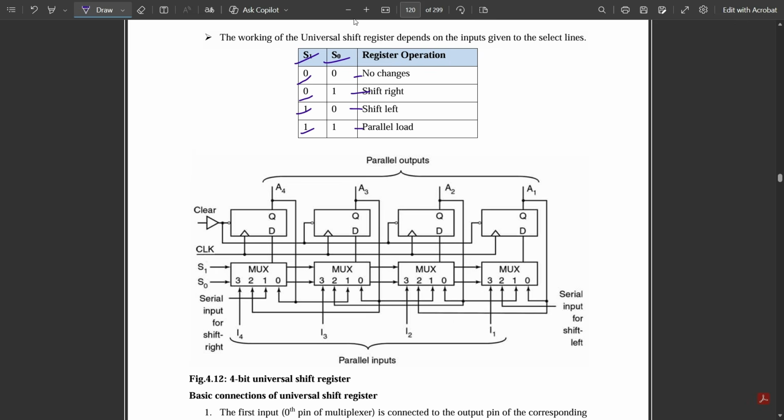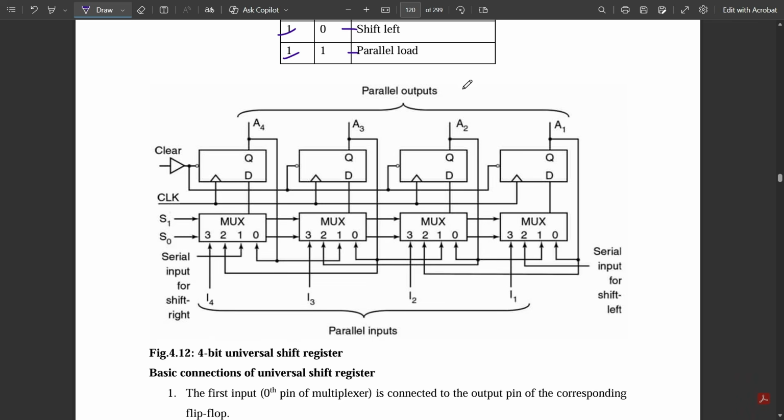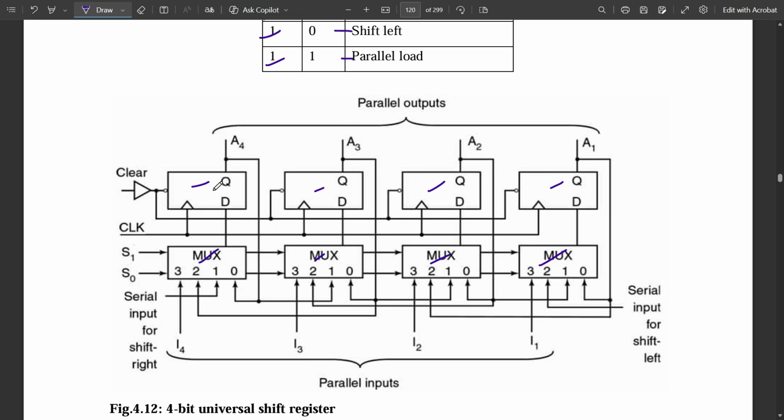Okay, so this is the basic block of the USR here, which is very important. It uses four 4-to-1 muxes, four D flip flops, four parallel inputs, that is I4, I3, I2, I1, and four parallel outputs A4, A3, A2, A1. Please note the diagram very correctly. The lines and the connections are a bit confusing, so you should not get confused.